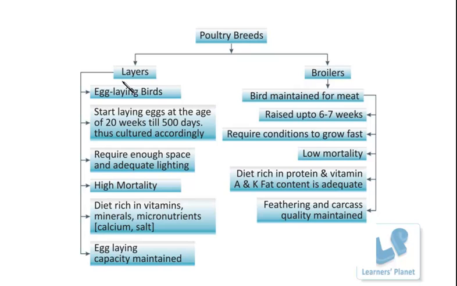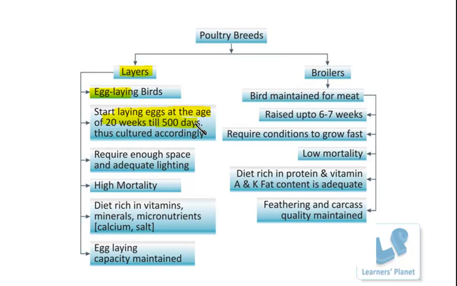So the poultry breeds or the layers, that is egg laying birds, are raised in the poultry farms for quite a long period of time. This period actually depends upon their capacity to lay the eggs. Till they are able to lay the eggs, they will be maintained, and further they are removed from the farms. In general, these birds start laying eggs at the age of 20 weeks, and till 500 days of their age they can lay the eggs.